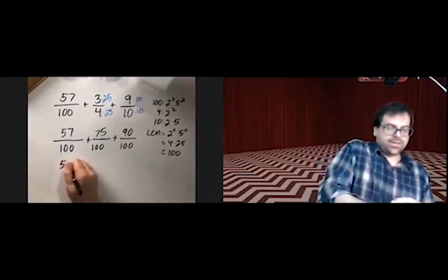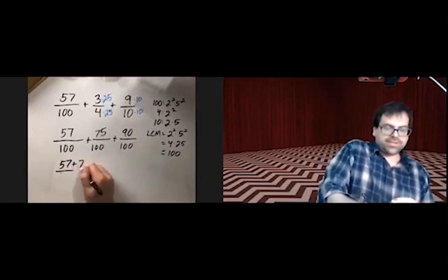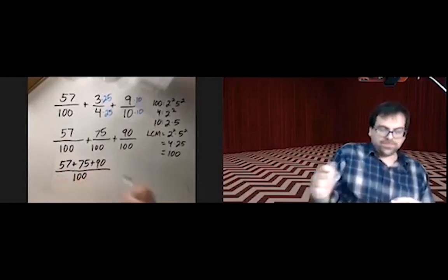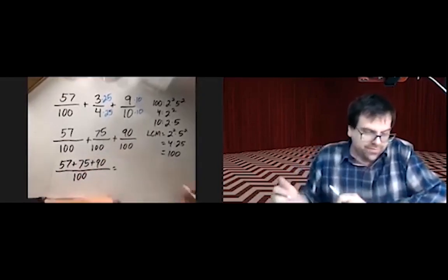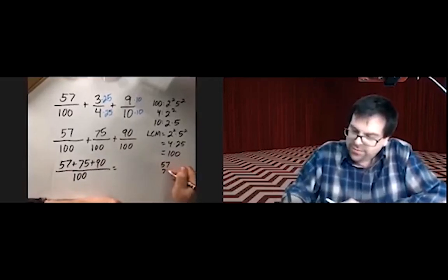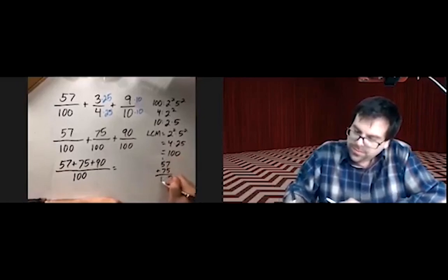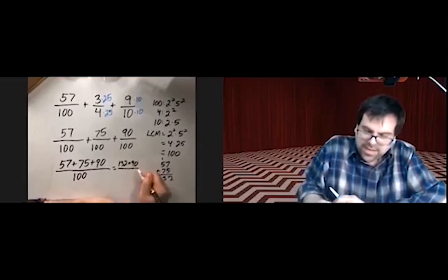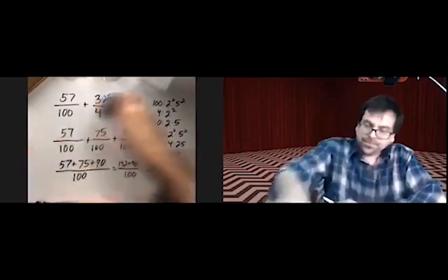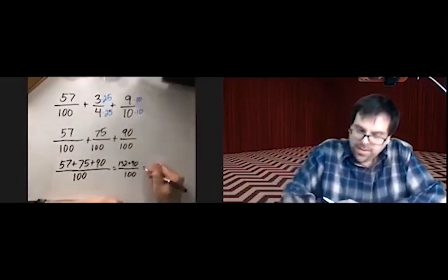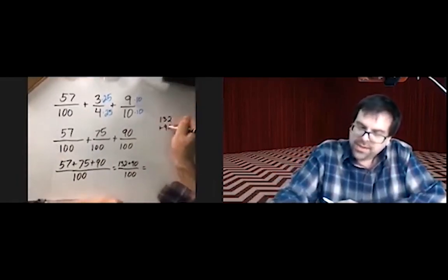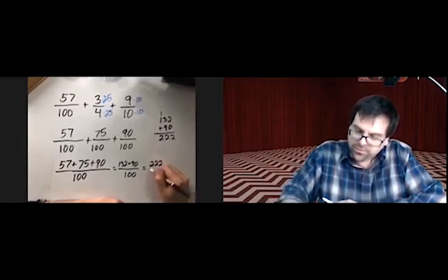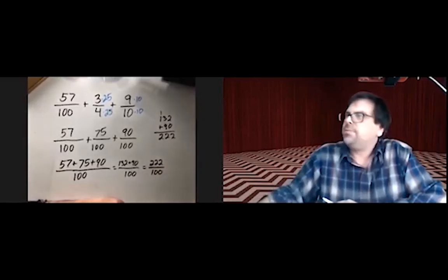This is 57 plus 75 plus 90 all over 100. 57 plus 75 would be 132. 132 plus 90 over 100. And then 132 plus 90 is 222 over 100. And a funny thing happens when we put this in.